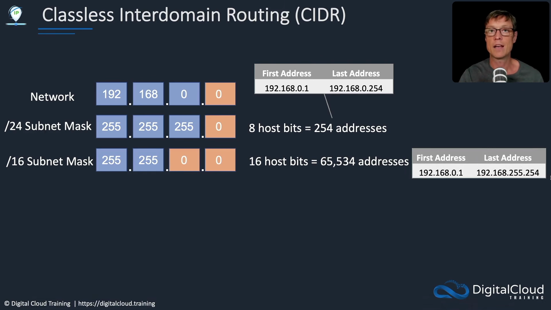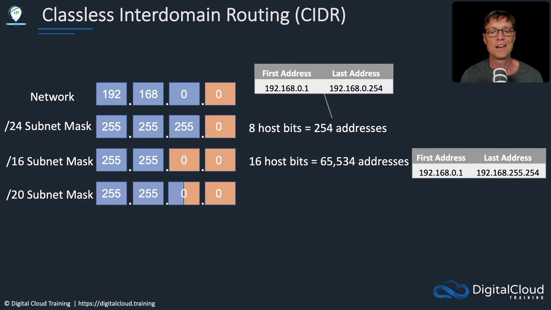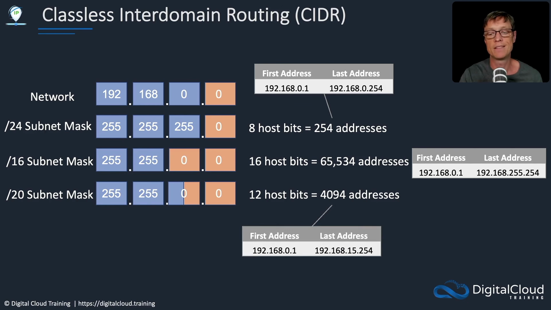But what about a /20 subnet mask? Well, here, as you can see, we have a blue/orange box. And that's because we've borrowed some bits from the network ID to share them and use them for the host ID. That means we now have 12 host bits and 4,094 addresses. So sometimes that's a better configuration for the number of computers you need to have on the network and the number of networks you actually need. And the addresses for this network would start at 0.1 and go up to 15.254.